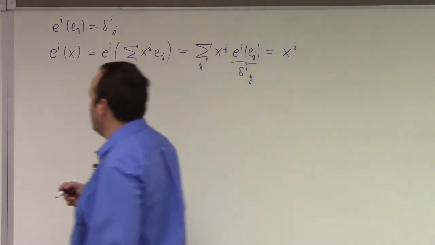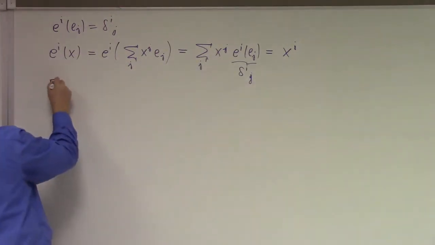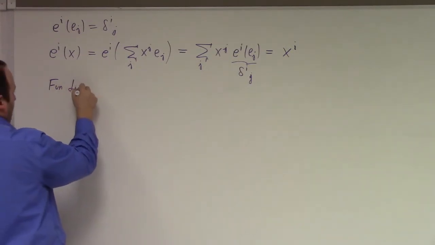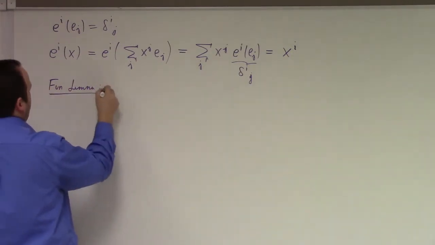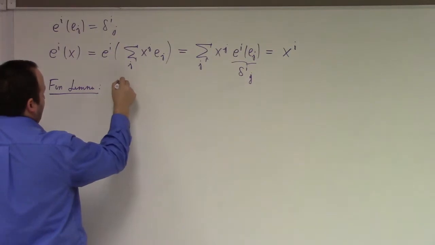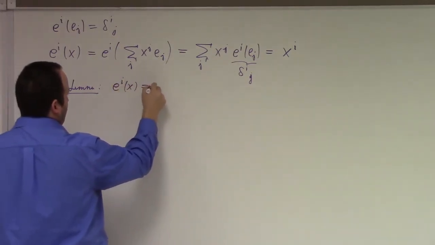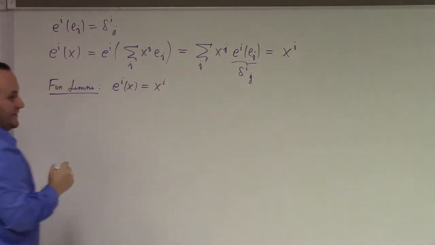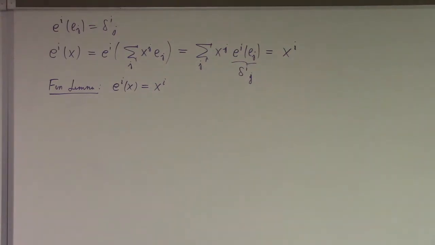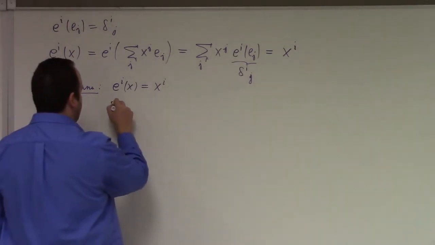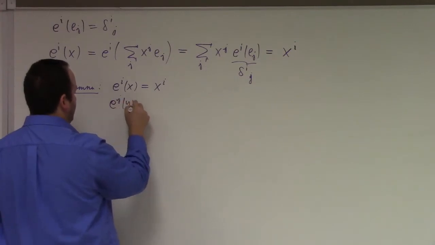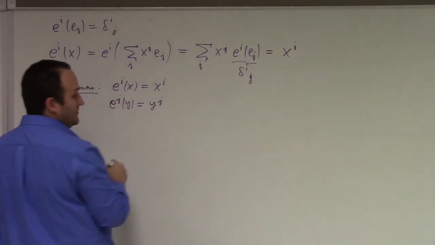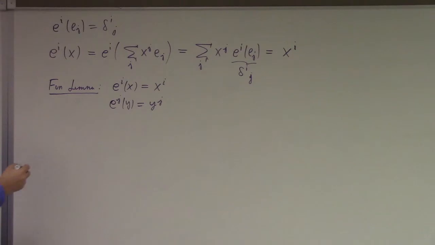This is a fundamental lemma that we should remember, which is that the dual basis acting on the vector simply picks off the ith component with respect to that basis. That's one of the reasons it's good to study dual bases. Nothing else. And likewise, e^j acting on y gives me y^j, right? Now, here's the thing.